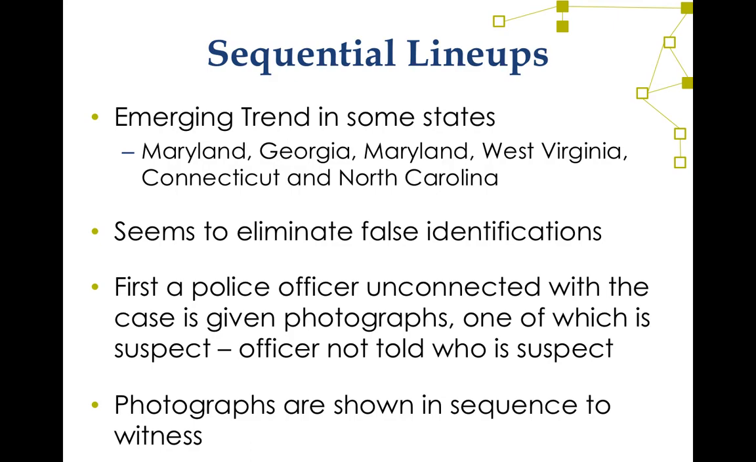Now, the emerging trend in some states is what's called sequential lineups, and this seems to eliminate false identifications. So what happens is a police officer who is unconnected with the case is given the photographs, okay? One of which is the suspect, and the officer doesn't know who the suspect is, so they can't even inadvertently give any clues as to who the suspect is. And then they're shown them in sequence, and they're asked each time to identify whether or not that person is the suspect.